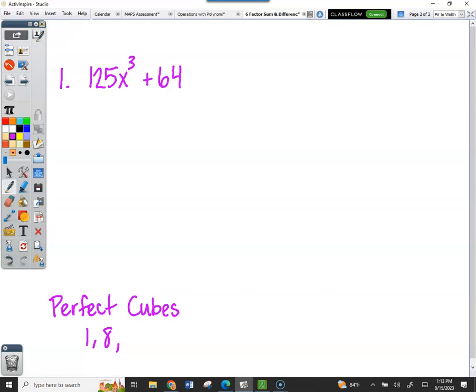3 cubed. 4 cubed. 5 cubed. And 6 cubed: 36 times 6 is 216.